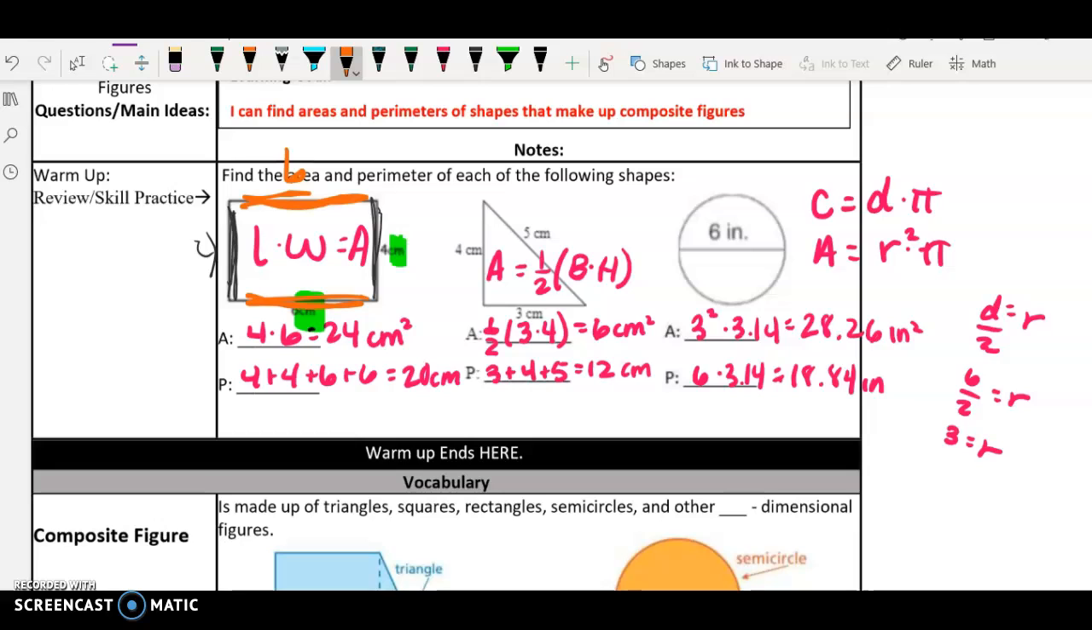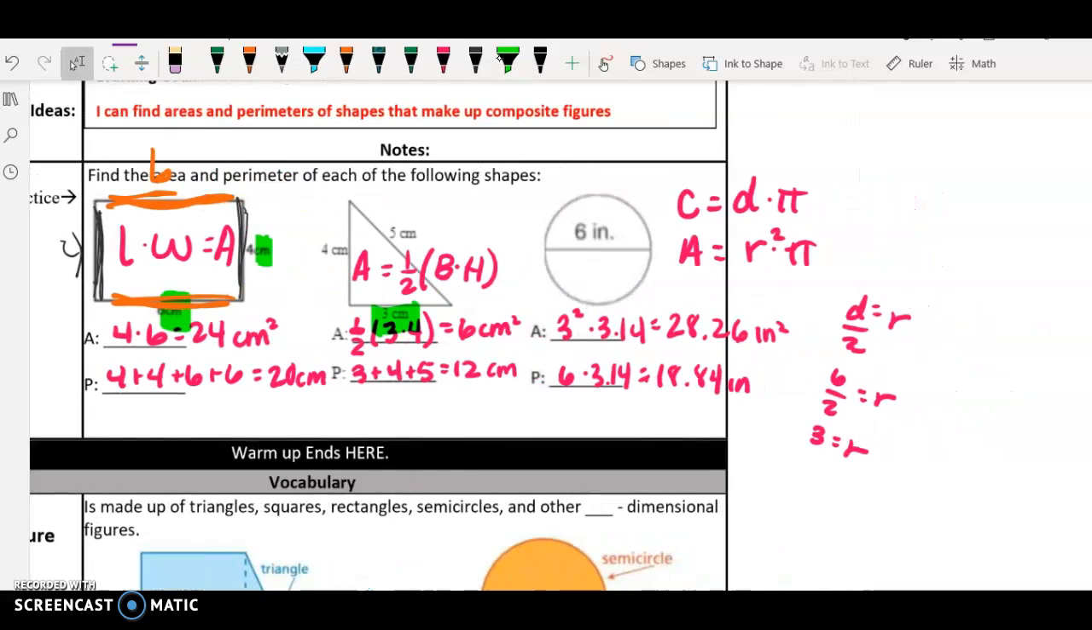For the second one, the triangle, our base is 3. Our base is 3 and our height is 4, so we have 1/2 times 3 times 4. So 3 times 4 is 12, and half of 12 is 6. Our perimeter is just adding them all up, so we have 3 plus 4 plus 5, which gives us 12 centimeters.